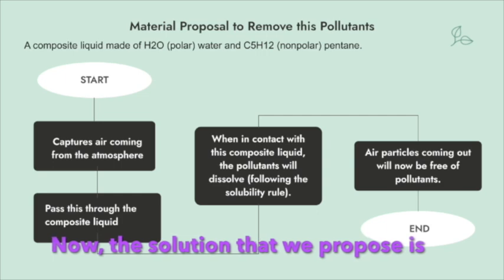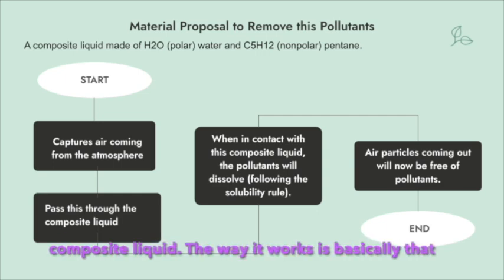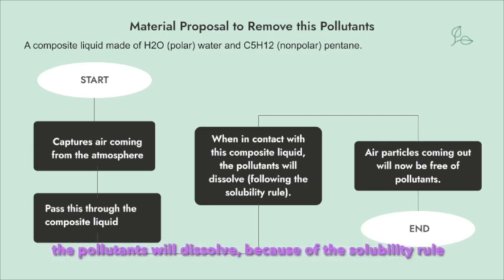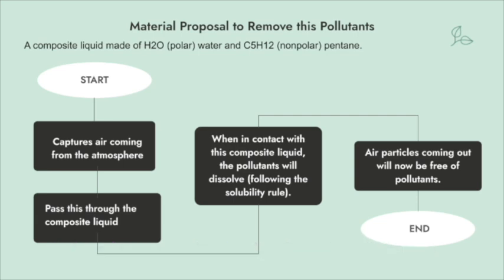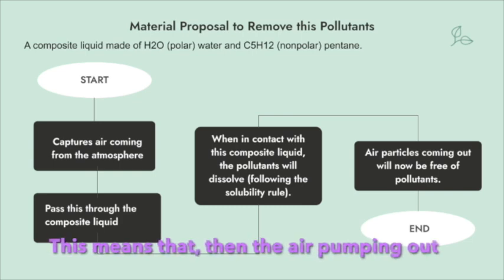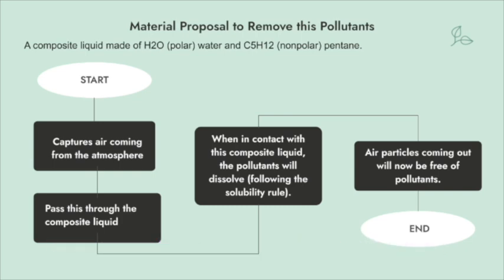Now, the solution that we propose is a composite liquid. The way it works is basically that it's going to capture air coming from the atmosphere and pass it through the composite liquid. When it is in contact with the composite liquid, the pollutants will dissolve because of the solubility rule. Polar substances will dissolve with polar substances and nonpolar substances will dissolve with pentane. This means that then the air coming out will not be with pollutants.